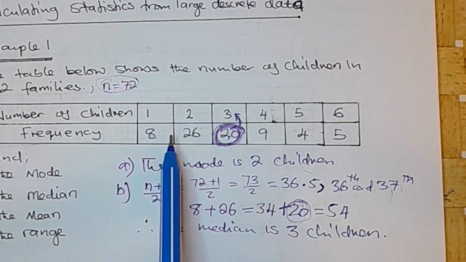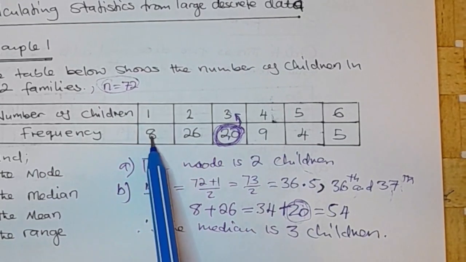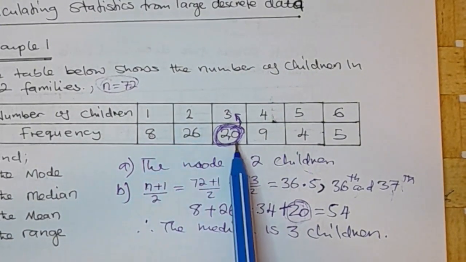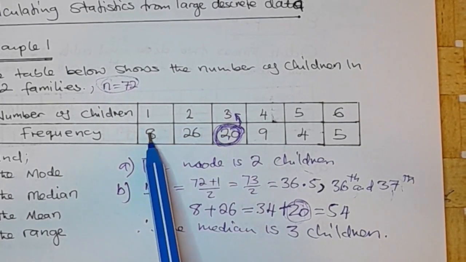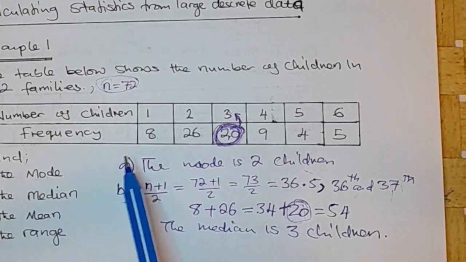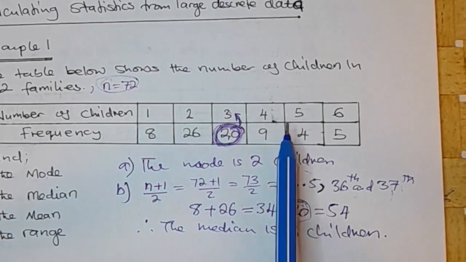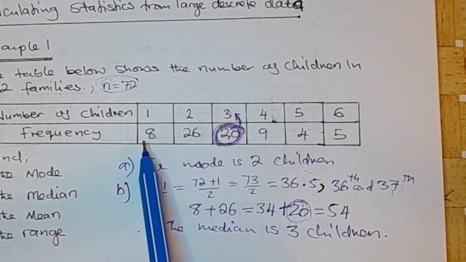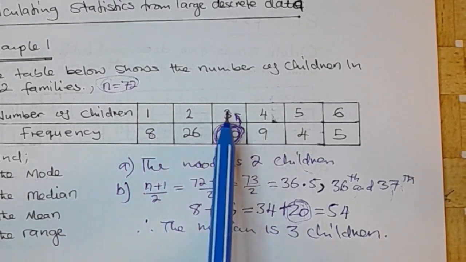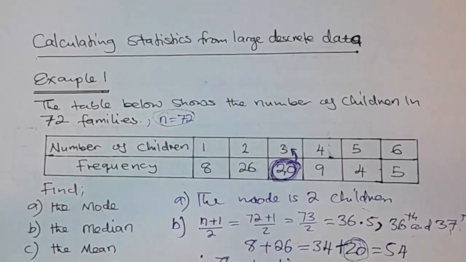If you want, like in the previous video, you can write 8 ones, 26 twos, 20 threes, and so on, arranged from smallest to biggest, and then start cancelling. But doing that will consume a lot of time because you have a lot of data. So to avoid that, we just do this. All right, hope that's clear.